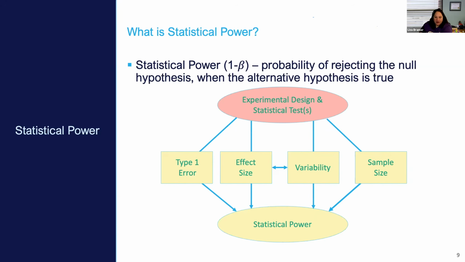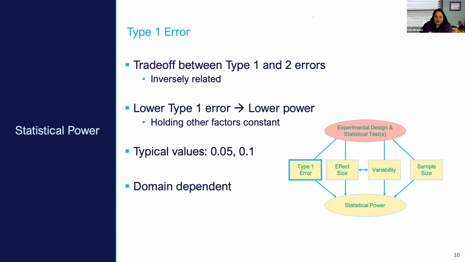So if we're going to calculate power, there are some things we can cross off the list more easily than others. We talked about type 1 error rate and that there's a trade-off between type 1 and type 2 errors. Typically, the lower you make your type 1 error rate, the lower the power you're going to have if you hold everything else constant. Based on the literature and the scientific community, typical values we use for type 1 error are 0.05 or 0.1.